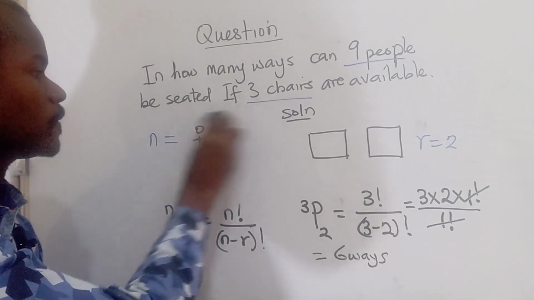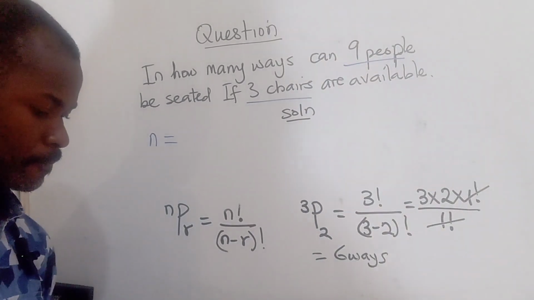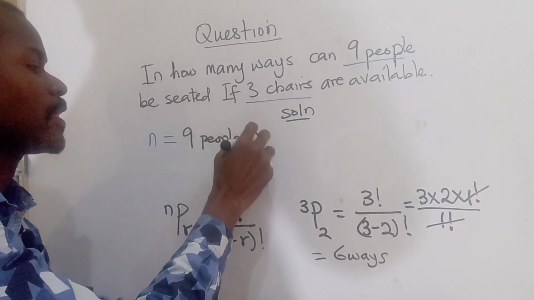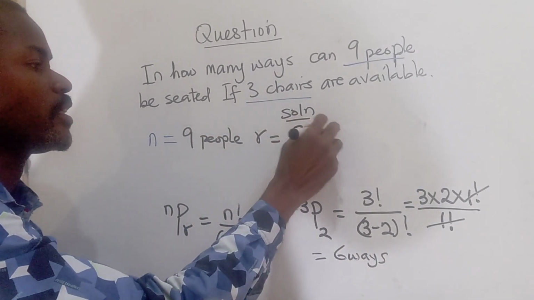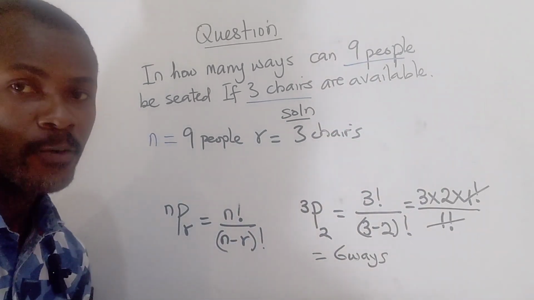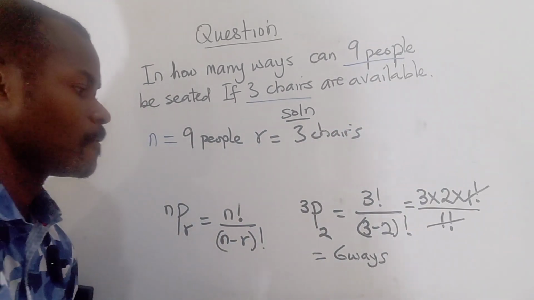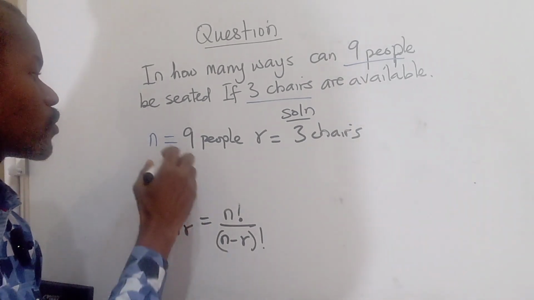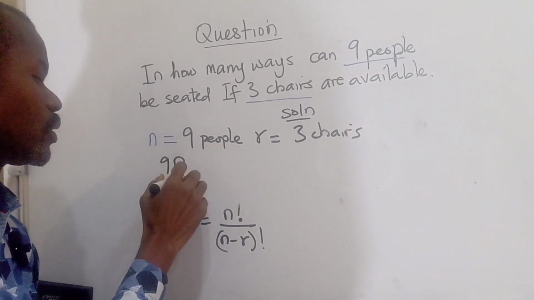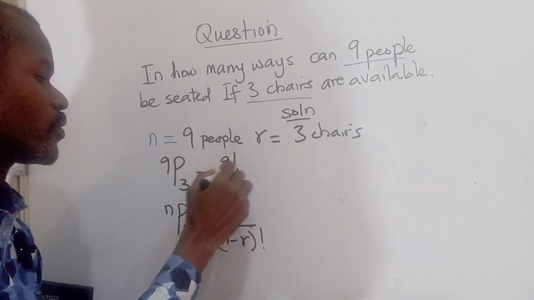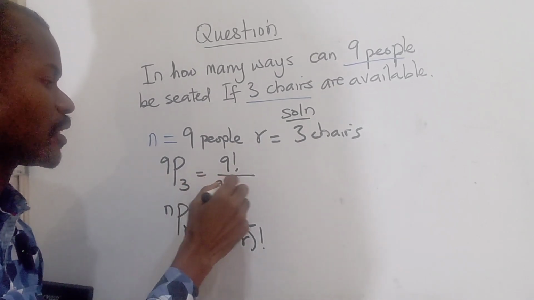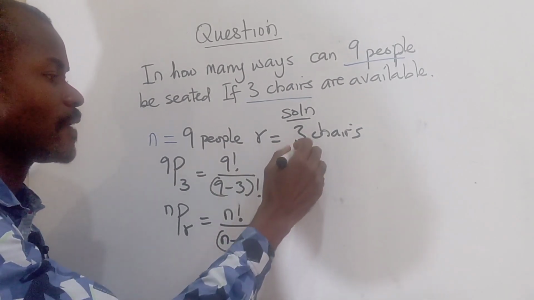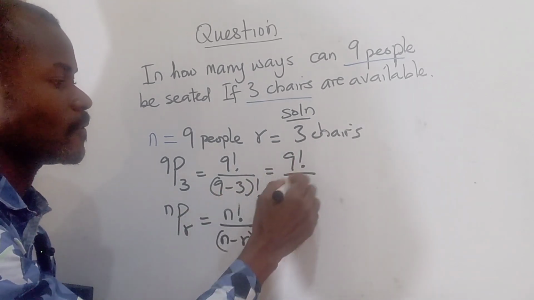For the original question, n is going to be 9, that is 9 people. Then our r is going to be 3, since we have 3 chairs. We're still using the same formula. Now let's quickly input it in this formula. So I'm going to have 9 permutation 3, which is equal to 9 factorial divided by (9 minus 3) factorial. 9 minus 3 is going to give us 6 factorial.